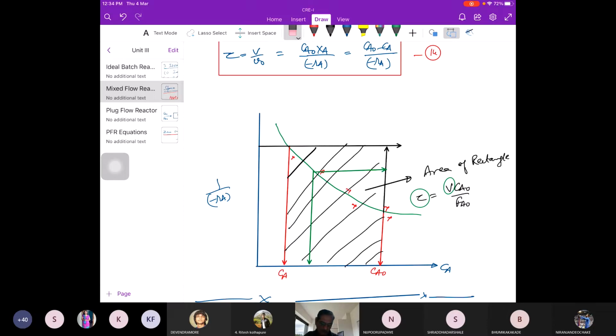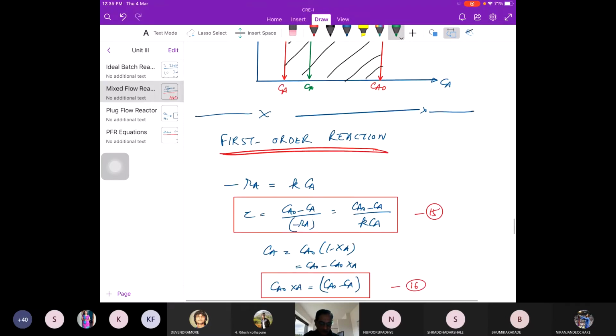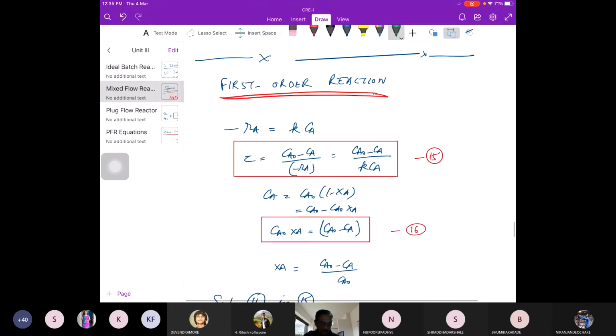So if I take a different value of CA, the area will change, and that will change the reactor volume. What is the difference between batch reactor and mixed flow reactor? ठीक है. So let us derive some equations for different order reactions.